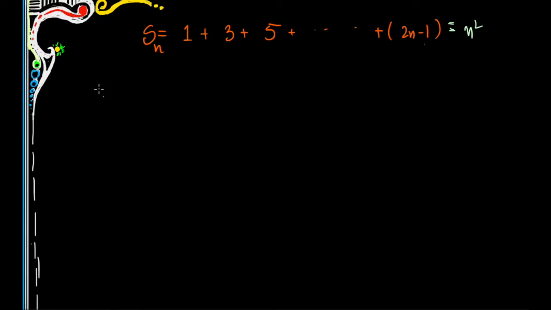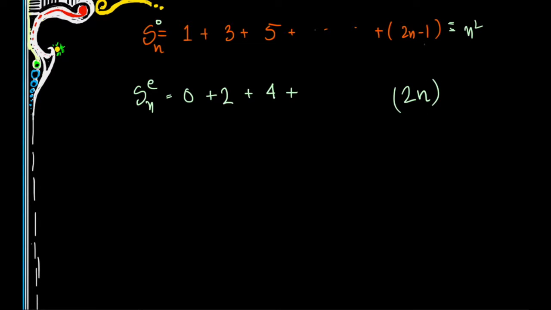So let's try that. Now, if this is the sum of odd numbers, the sum of n even numbers would look like, well, let's start from 0. 0 is the first even number. Then the next one would be 2. The next one would be 4, so on and so forth. And you do the math, the last one would be 2 into n.